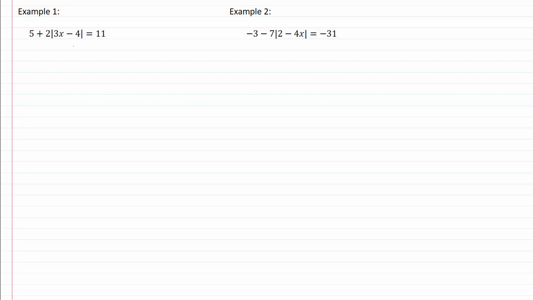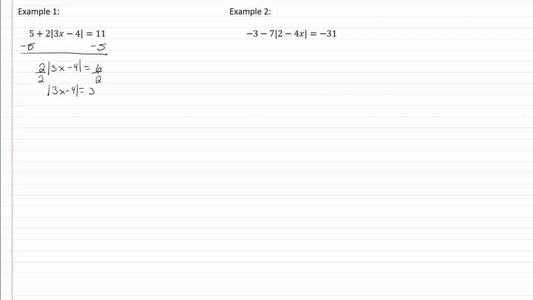In example 1, notice that our absolute value is not by itself, so we need to get it by itself. One of the ways you can think about this is to think of the absolute value as being our variable. We're not going to touch it until the very end. So the first thing we're going to do is subtract 5 from both sides. So now we have 2 times the absolute value of 3x minus 4 equal to 11 minus 5, which is going to give us 6. Our absolute value is still not by itself, so we're going to divide by 2. And we now have the absolute value of 3x minus 4 equal to 3.